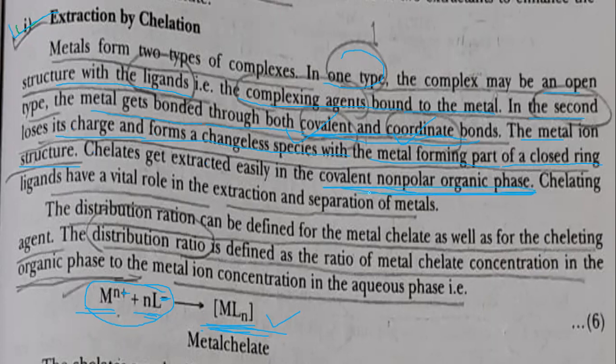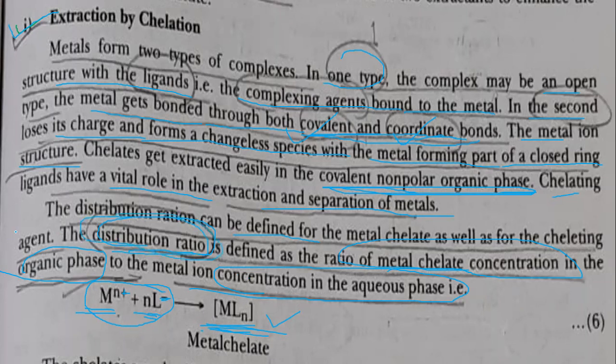The chelating ligand has a very important role in the extraction or separation of metal ions. The distribution ratio can be defined for the metal chelate as well as for the chelating agent. The distribution ratio is defined as the ratio of the metal chelate concentration in the organic phase to the metal ion concentration in the aqueous phase. That is called the distribution ratio.